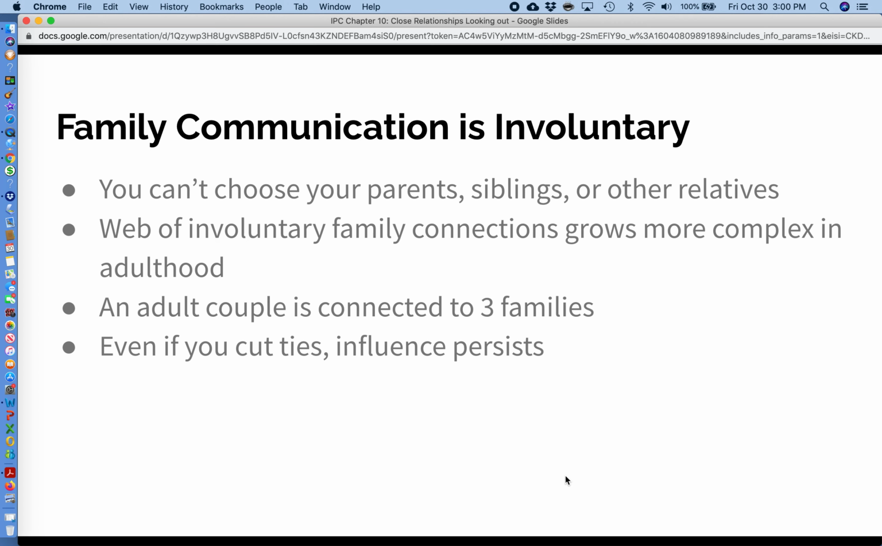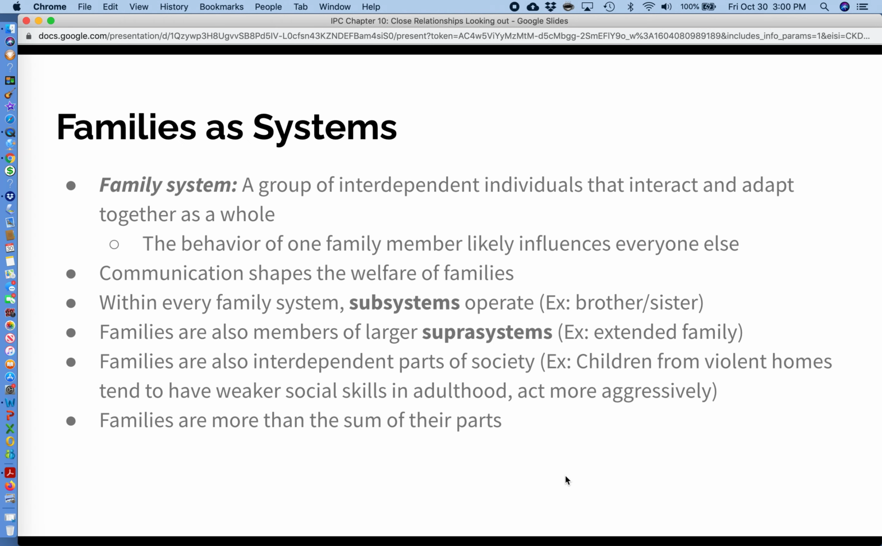Indeed, they find that an average adult couple is connected to at least three families, right? So the husband's family, the wife's family, and their family together. And even if you cut ties with your family, their influence persists. That influence that they exerted over you during your childhood remains. It never really goes away.